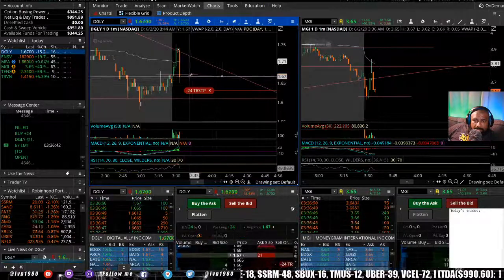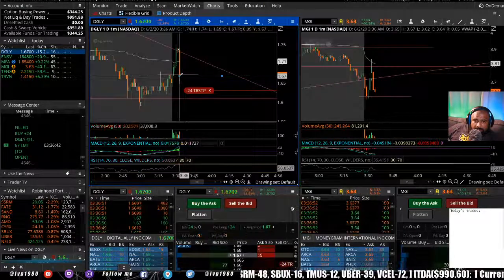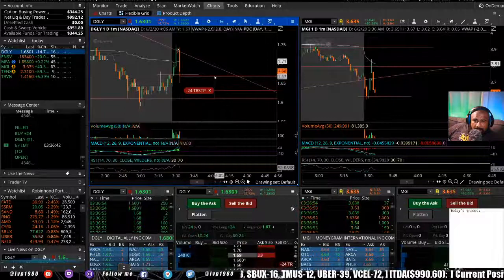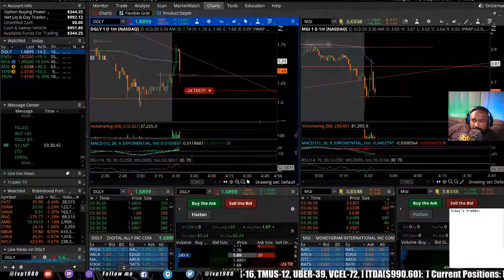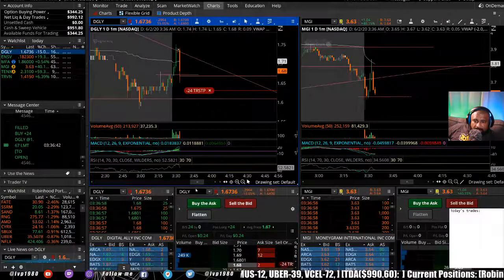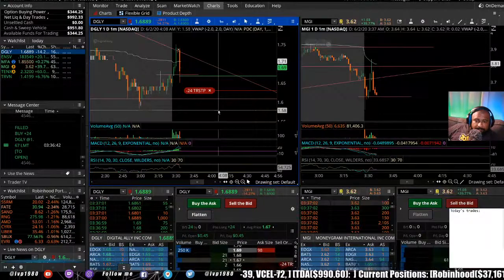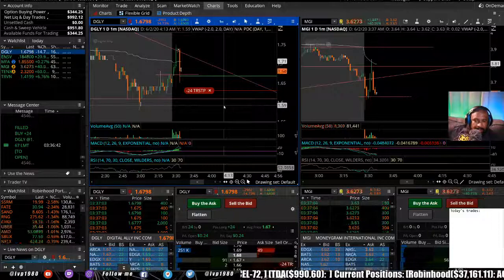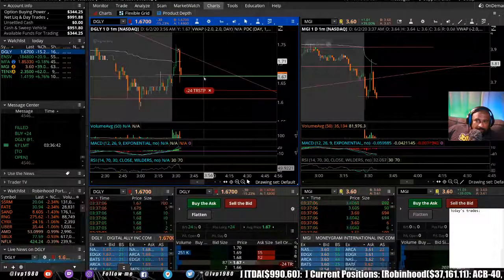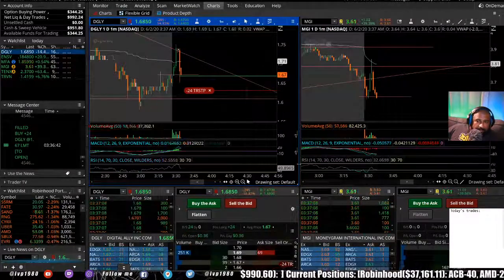3.60, 3.36 at 1.67. Good. So that's where we're in at. We're already up a little bit. It might continue to go down though. So we have the stop there.